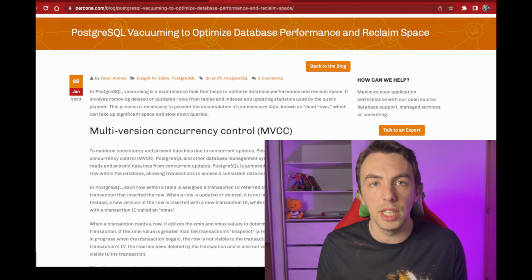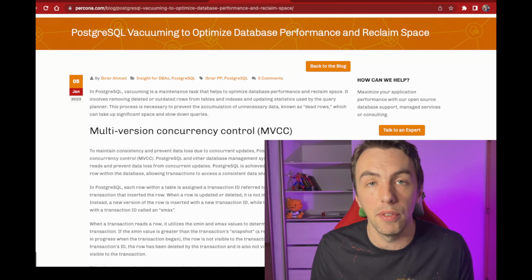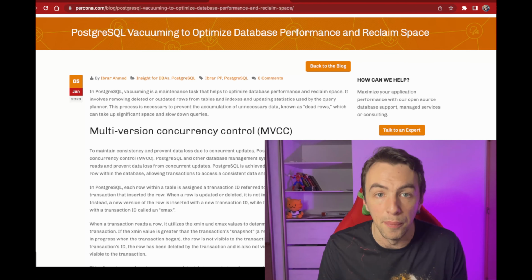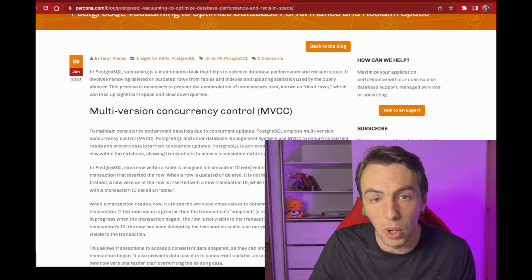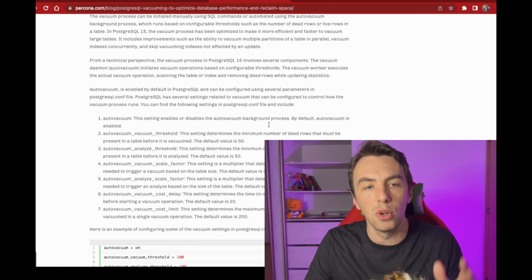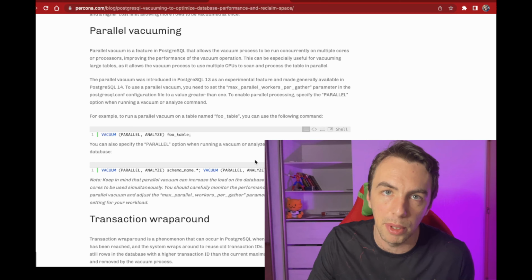However, the historical data starts to occupy some space and you want to delete it eventually. So this is what vacuuming is for. Here in the Percona blog, you will see the explanation of this MVCC, the vacuum thing, and how to configure it properly in your PostgreSQL database.